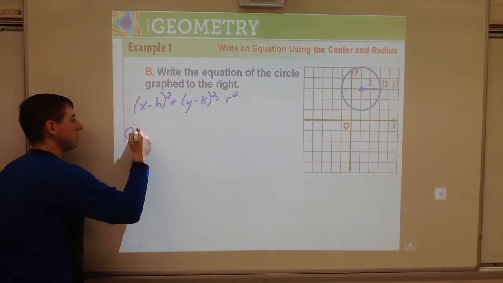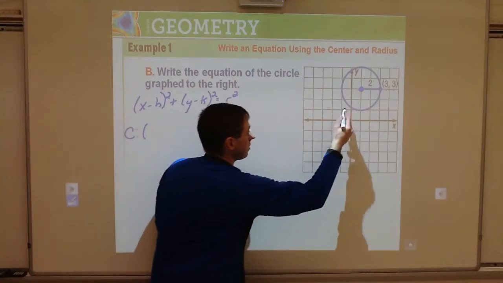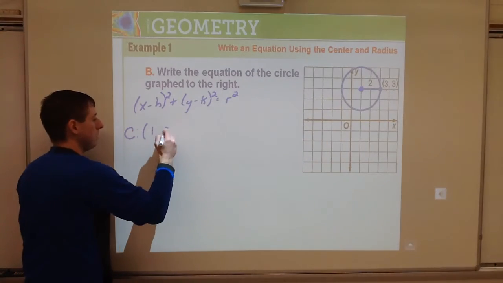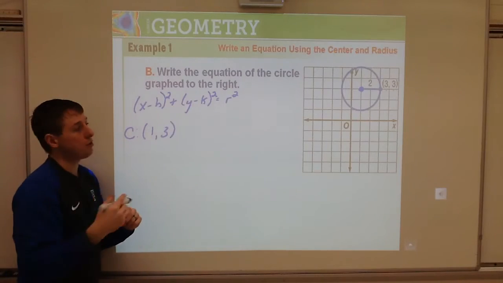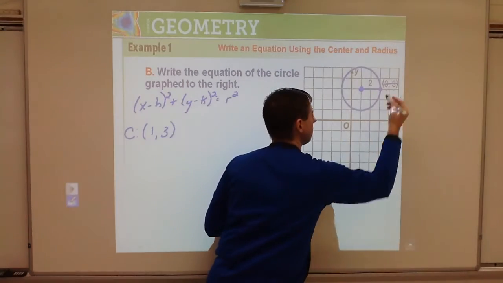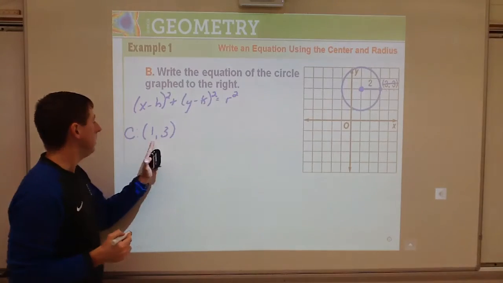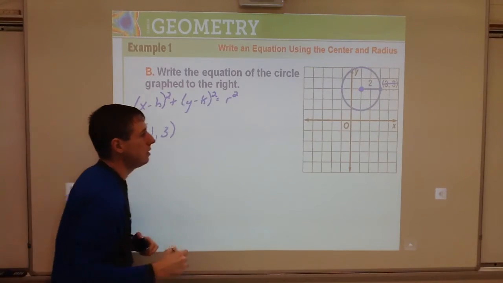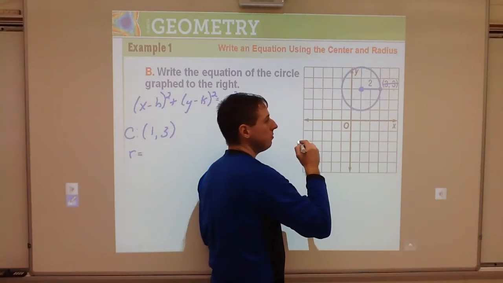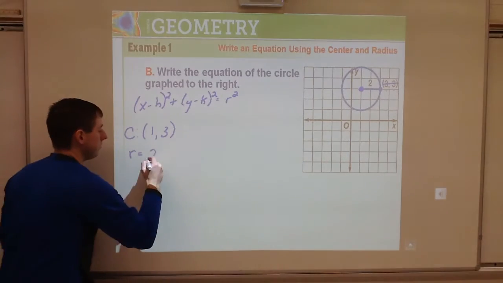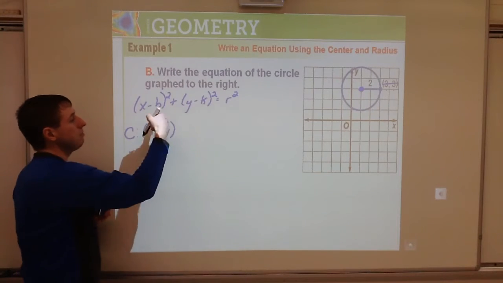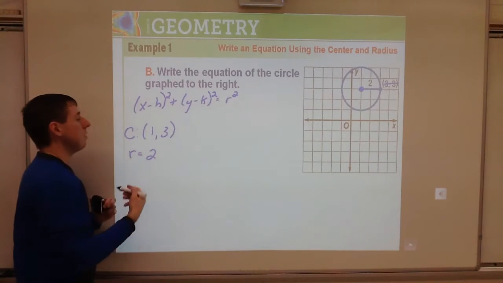So I need to figure out the coordinates of the center. I'm just going to use C for center. That coordinate is right 1, up 3. So my center is actually 1, 3, not 3, 3. I'm going to use 1, 3 for my center. My radius, and what a radius is, goes from the center to the edge of the circle. So that's going to be 2. They gave me 2 right there in the picture. Now I've got all the numbers I need. I just put them in their spots, and I'm good to go.